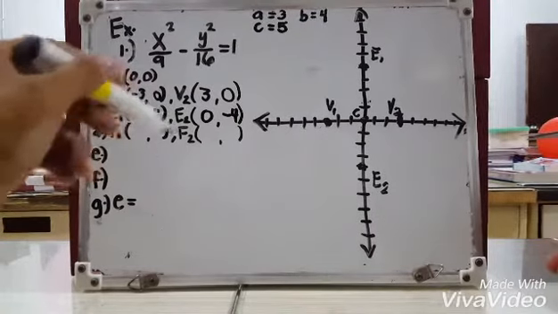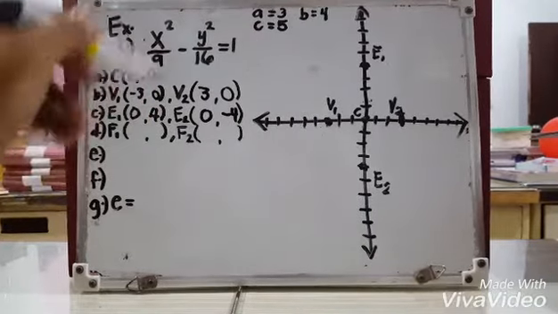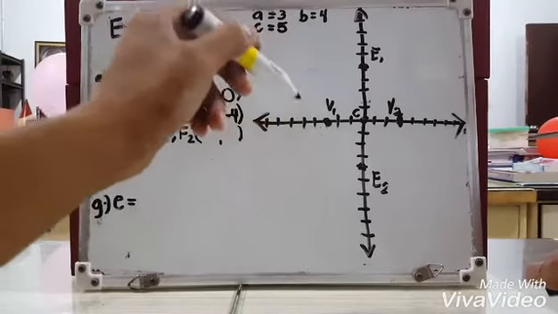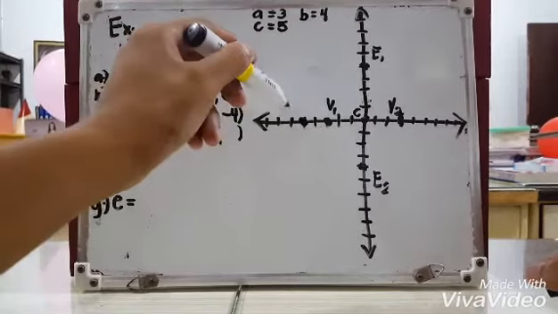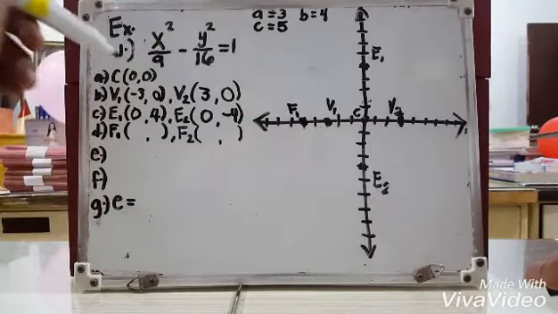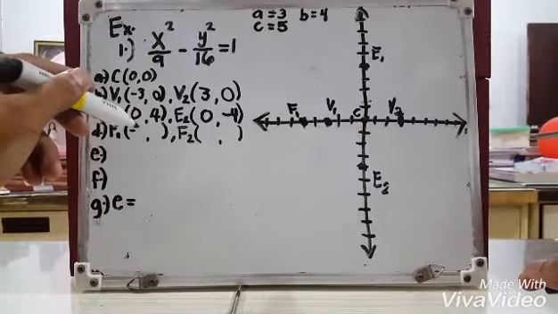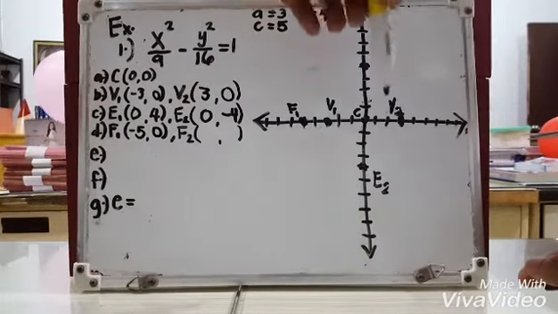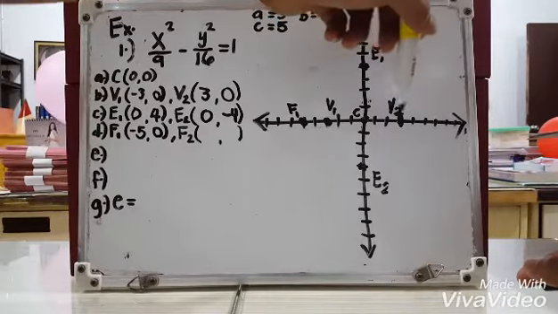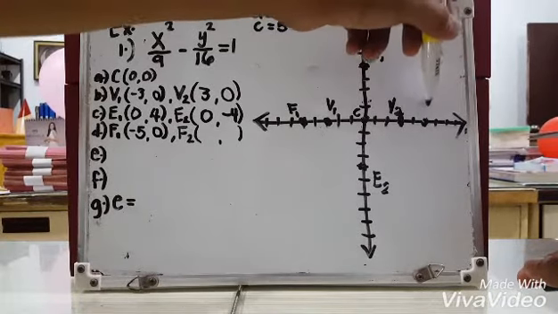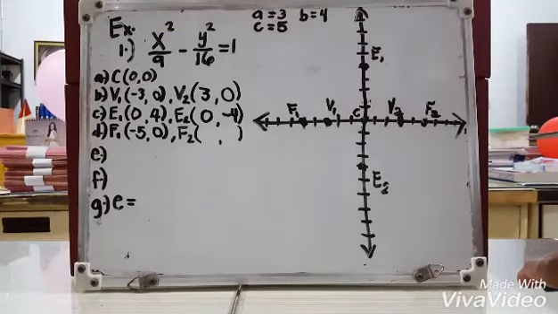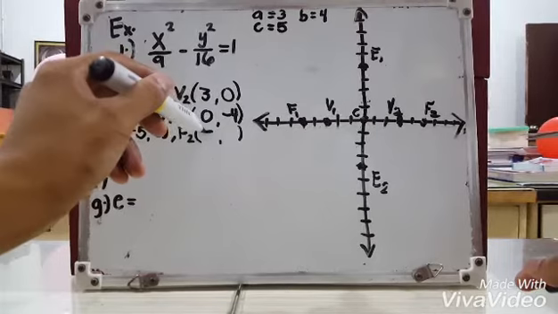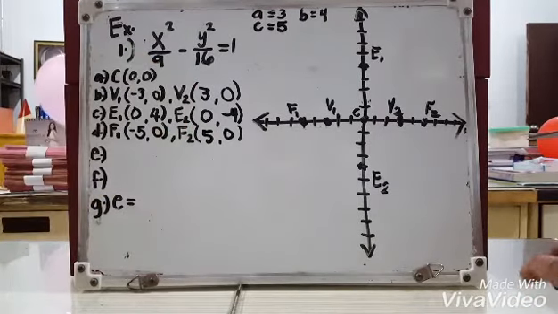Next, we find the foci. So we move from the center, we'll use the variable C. C here is 5. So we have 1, 2, 3, 4, 5. This is now your F1. F1 here has coordinates negative 5 and then 0. Then on the other side, we have 1, 2, 3, 4, 5. This is now your F2. So again, the coordinates of F2 here, we have 5 and then 0.